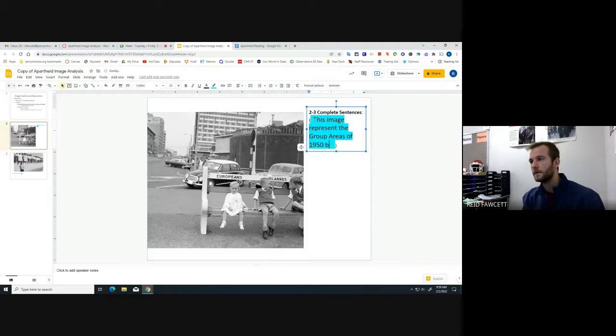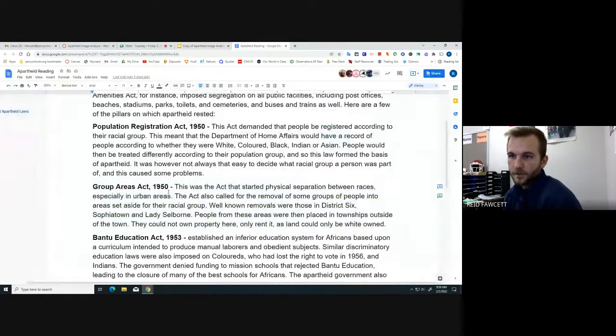So what I'm going to put in my sentence is this image represents the Group Areas Act of 1950 because, and this is the part where you have to provide evidence from the reading. If we look at the Group Areas Act paragraph, we're looking at specific things that we can mention in our sentence that connects to the image. That's the evidence piece. If you just look at the first sentence, this was the act that started physical separation between races, especially in urban areas.